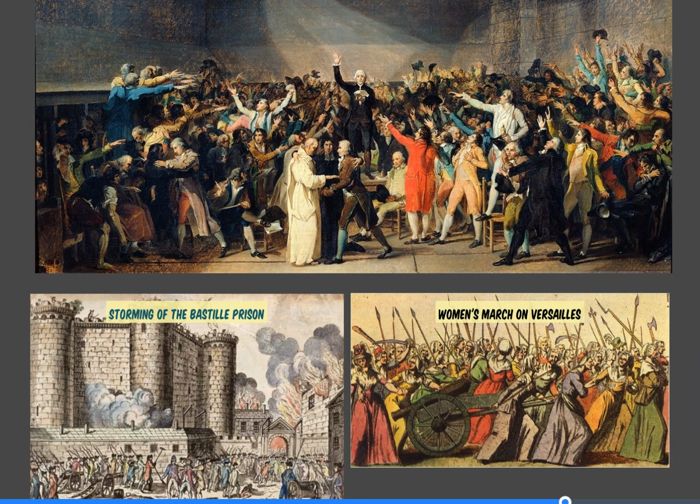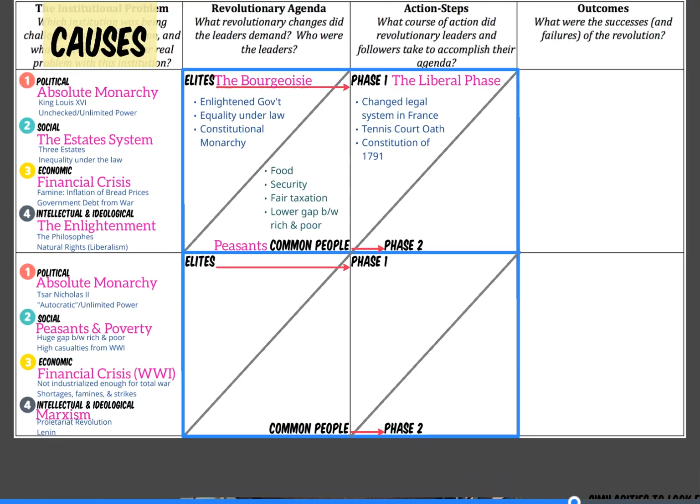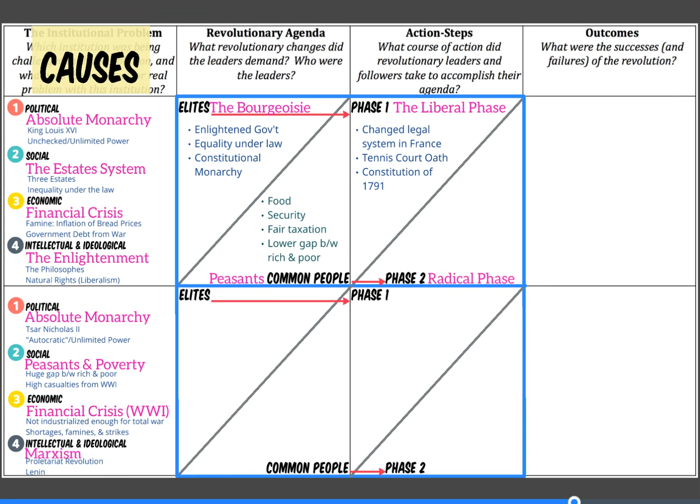However, you might also remember that around this same time, common people are starting to take action on their own. They're storming the Bastille prison, looking for weapons to defend themselves against the king's troops. The women are marching to Versailles, demanding cheaper prices of bread. So the common people are starting to take action with their own agenda as well. And it's those action steps that lead to the radical phase of the French Revolution.